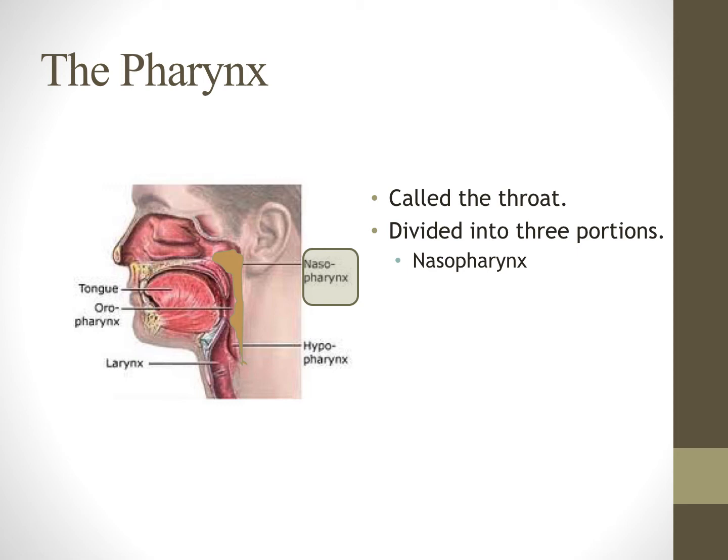If you take a look at the location, it really is at the back of that nasal cavity. And because of this, it is a passageway for only air. We then have an oropharynx. Your oropharynx, oro meaning oral cavity, so this is going to be found at the back of the throat.